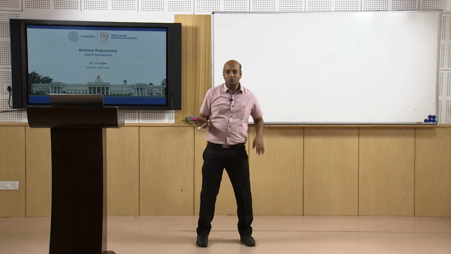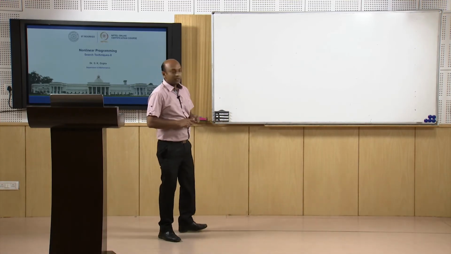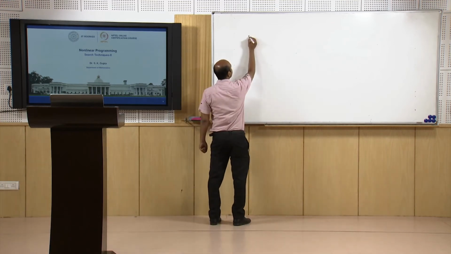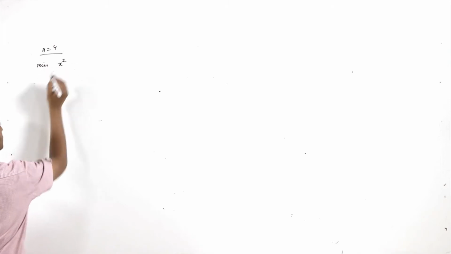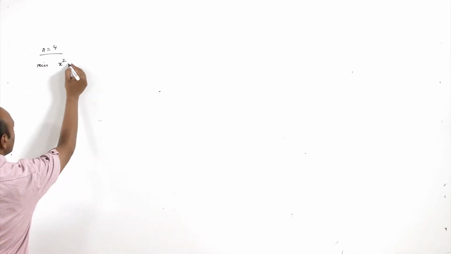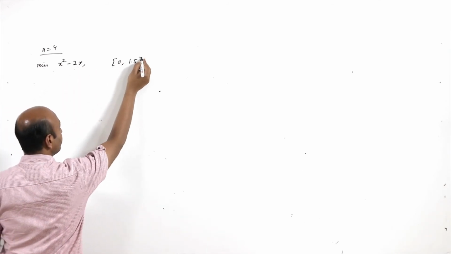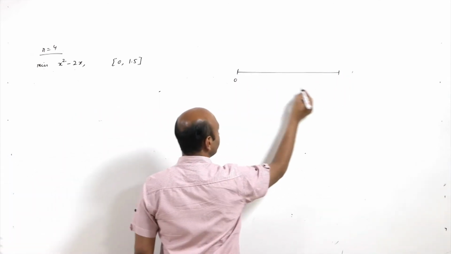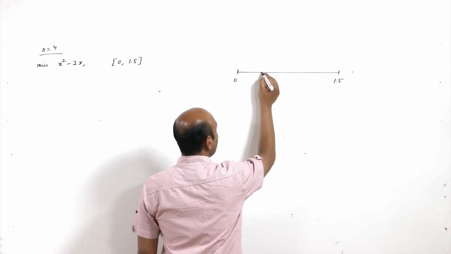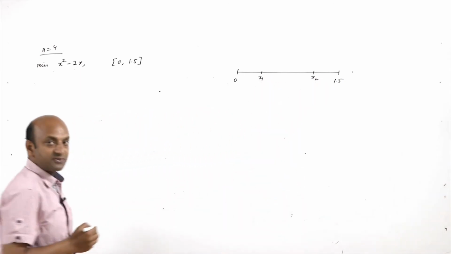So, let us try to solve one problem based on the Fibonacci search technique. Let us take n equal to 4. The problem is minimizing x square minus 2x, and the initial interval is 0 to 1.5. Okay. We have to find two experiments x1 and x2. So, how to find x1 and x2?